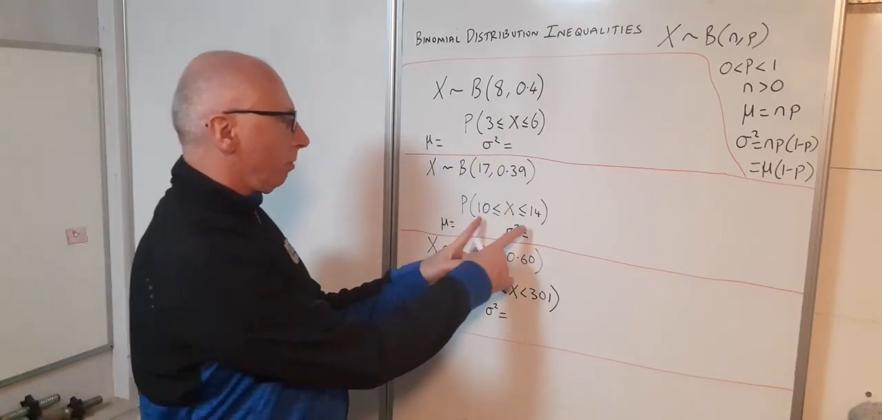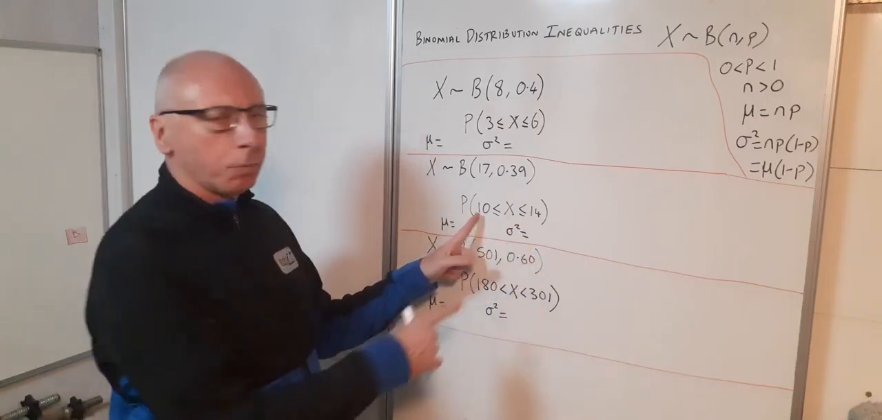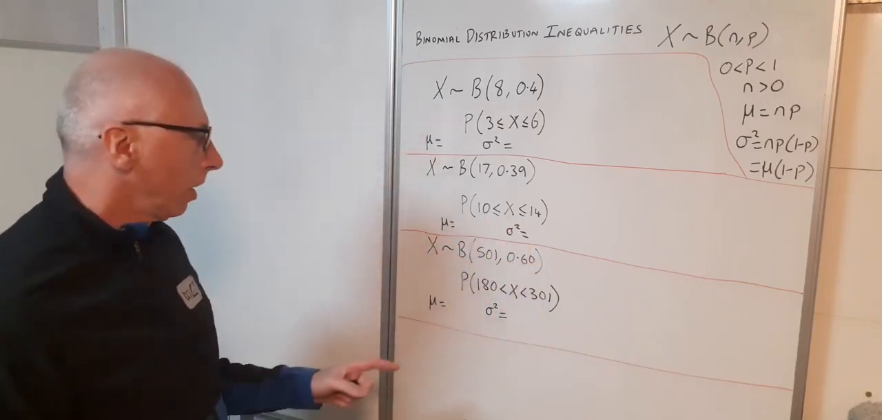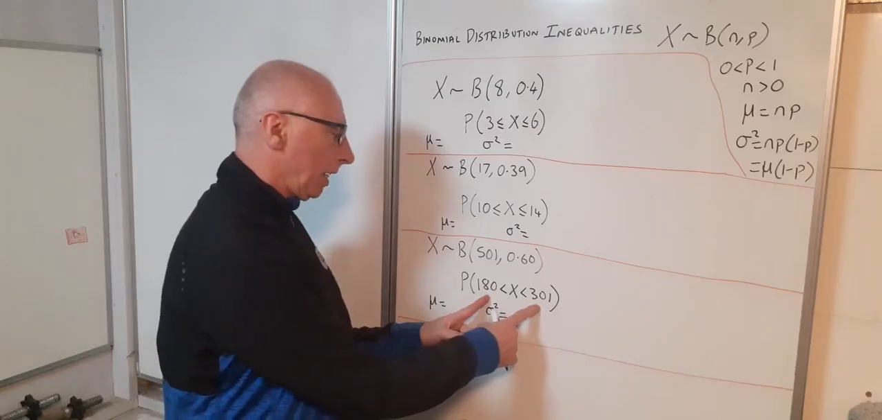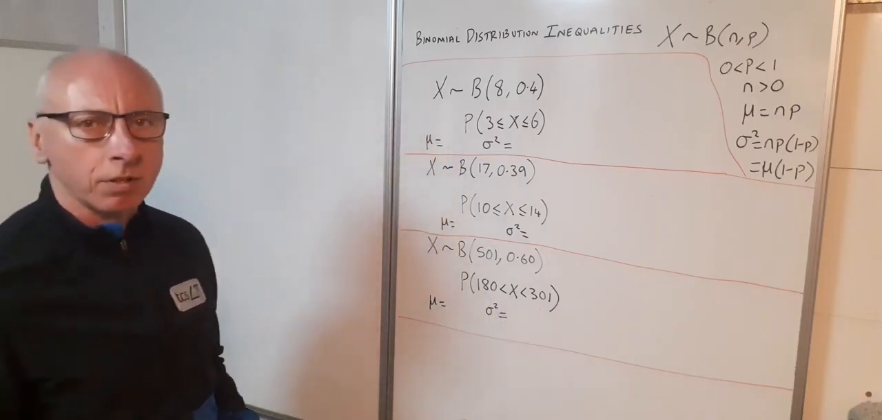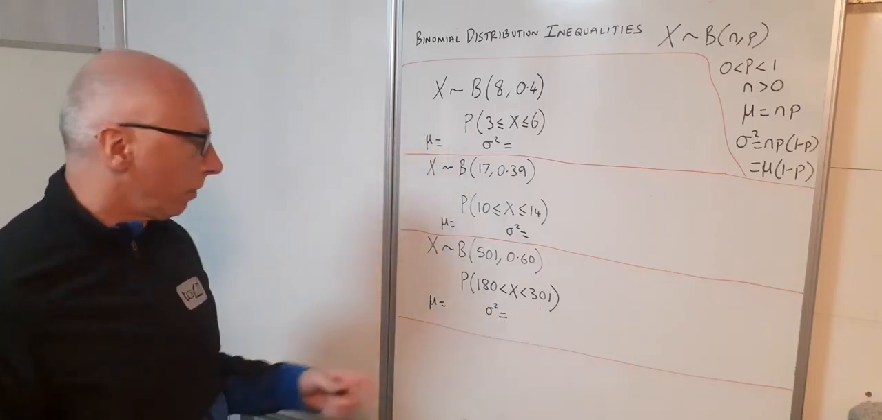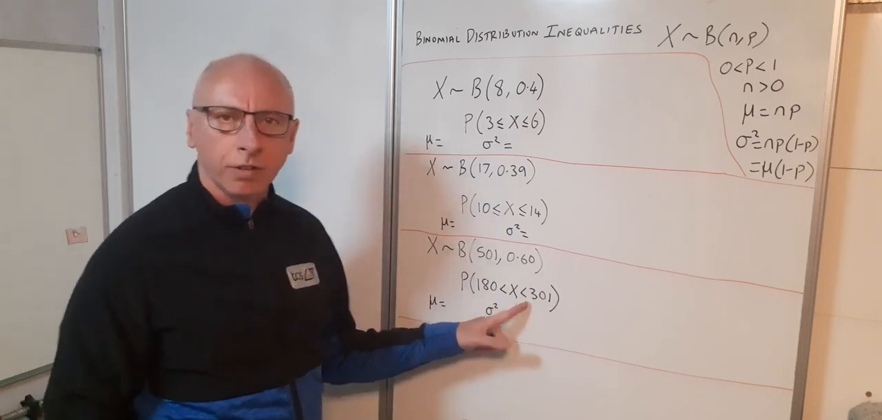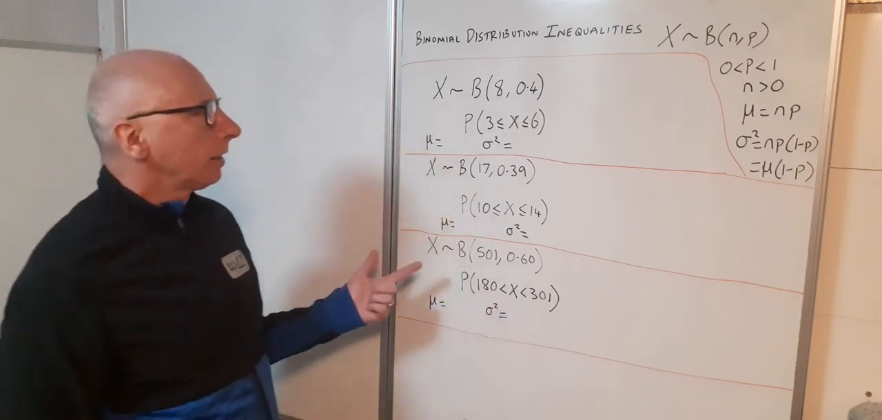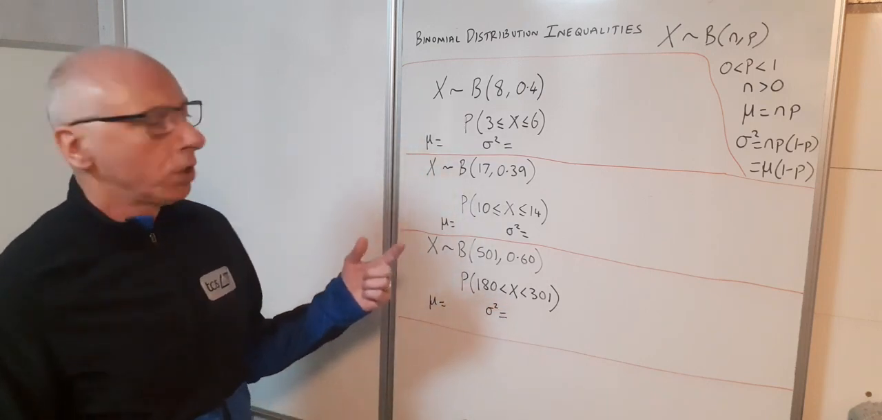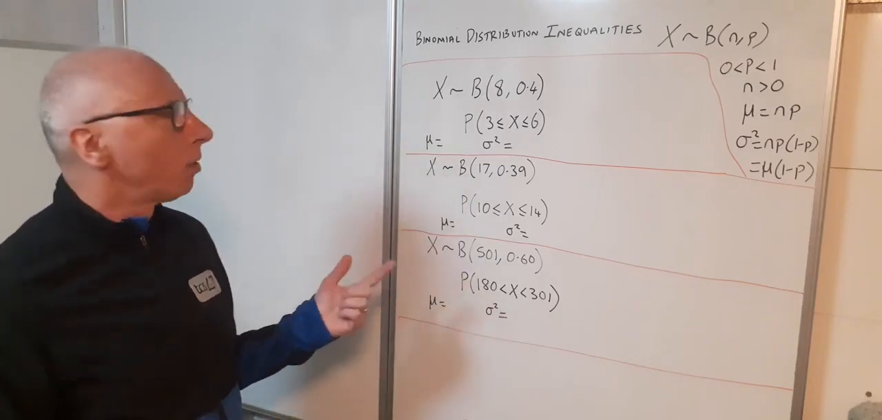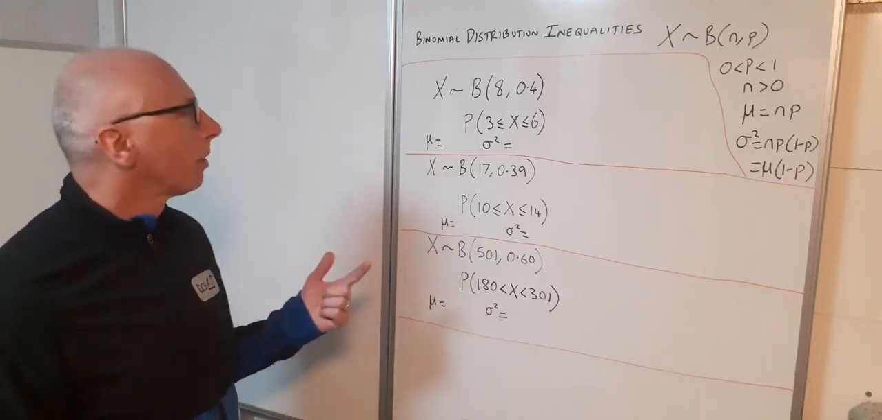The second one, we've got the probability that x is between 10 and 14 inclusive. And on the third one, the probability x is between 180 and 301 not inclusive, and it's not the equal sign on the inequalities. And as it's the binomial distribution, each one has been given its own distribution parameters.